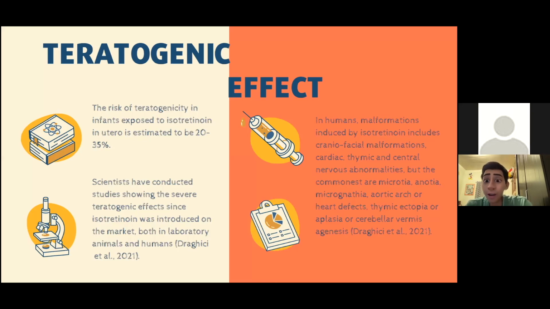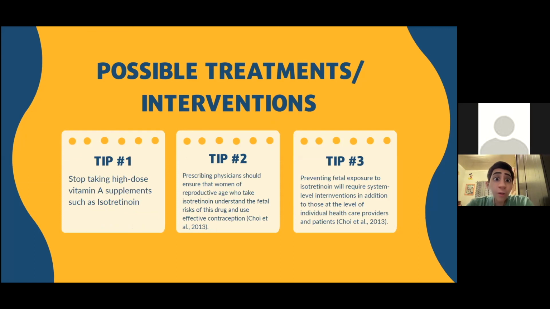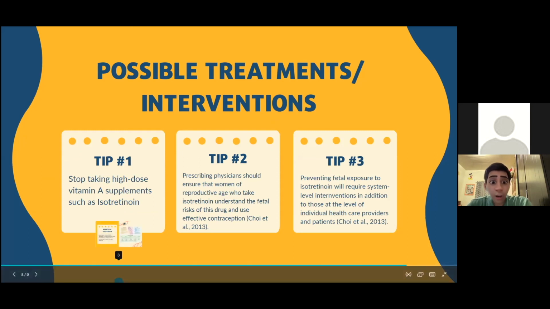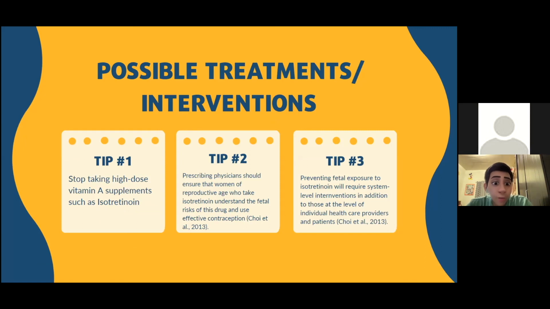Next slide, please. For the possible treatments and interventions: tip 1, stop taking high-dose vitamin A supplements such as isotretinoin. Tip 2, prescribing physicians should ensure that women of reproductive age who take isotretinoin understand the fetal risk of these drugs and use effective contraception. Tip 3, preventing fetal exposure to isotretinoin will require system-level interventions in addition to those at the level of individual healthcare providers and patients.